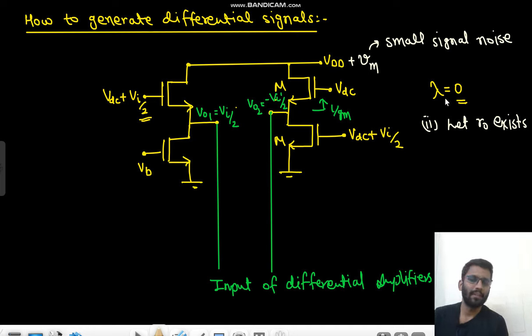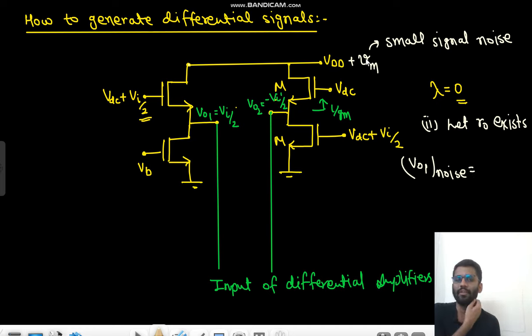Now if this R0 exists, what will be the gain here? From here to here, we are doing the DC analysis again. So basically, what is your V01 noise? What will be V01 noise because of this Vm? So this completely will be shorted. This will be replaced by R0 only, right? This is also shorted, and from here we are applying the voltage. So what will be the gain? Actually, we don't need to know the exact formula. You can derive it, whatever the gain will be.